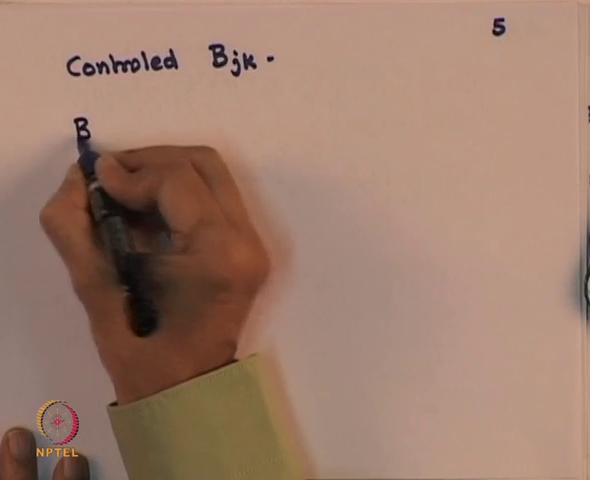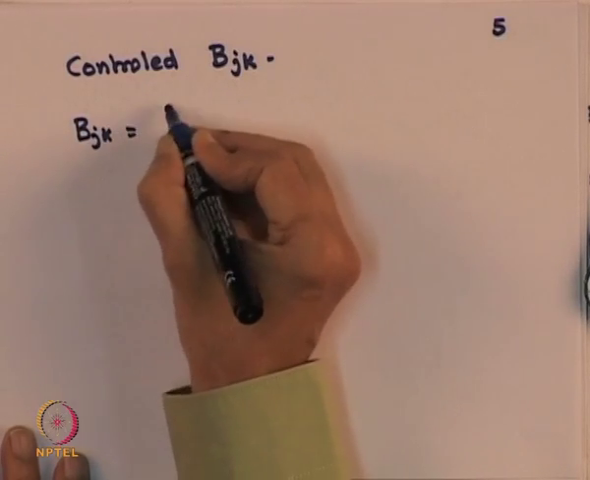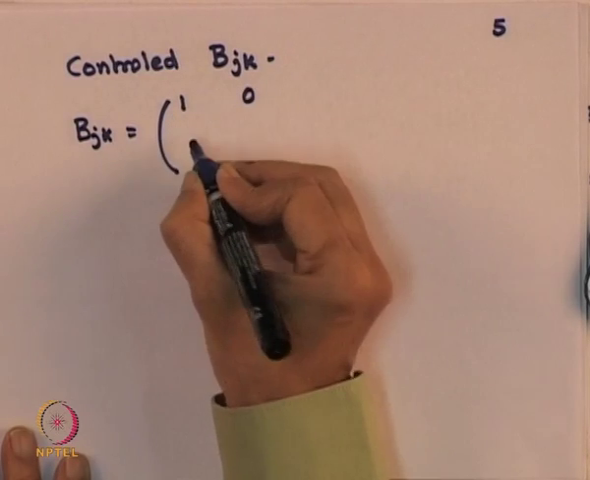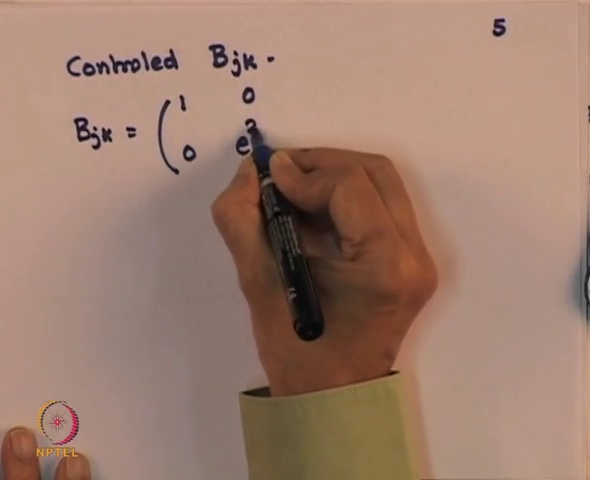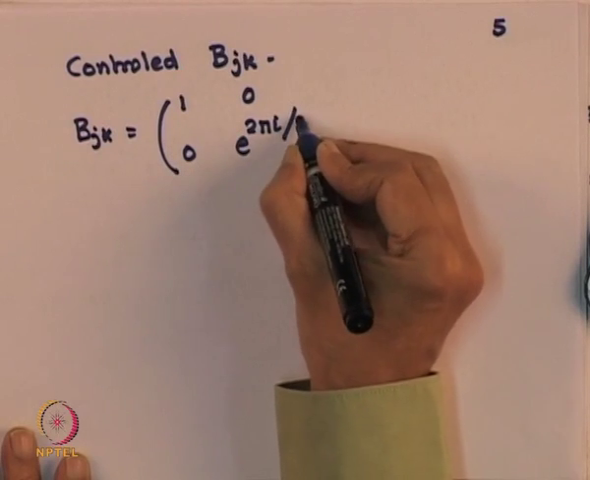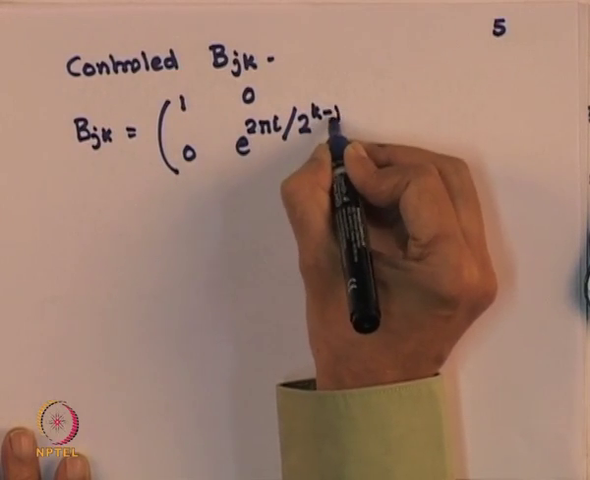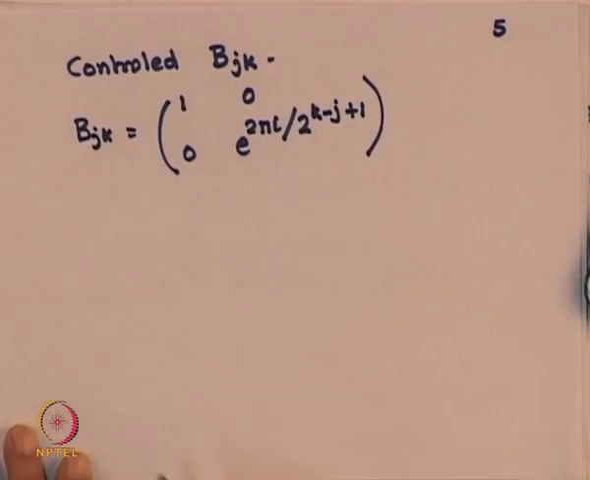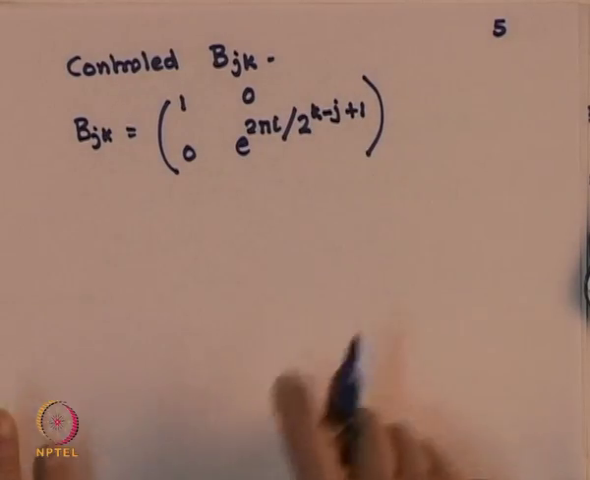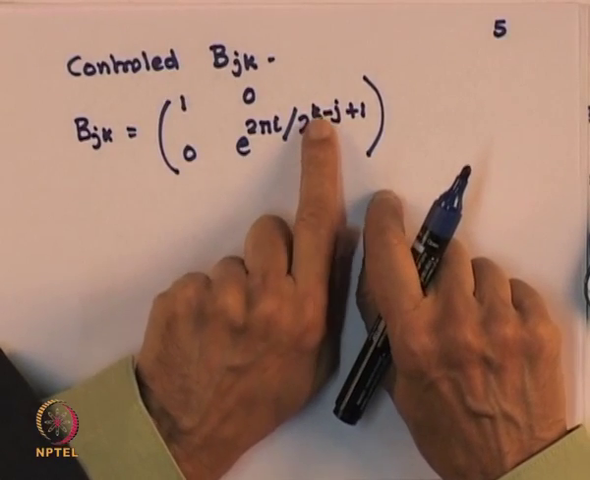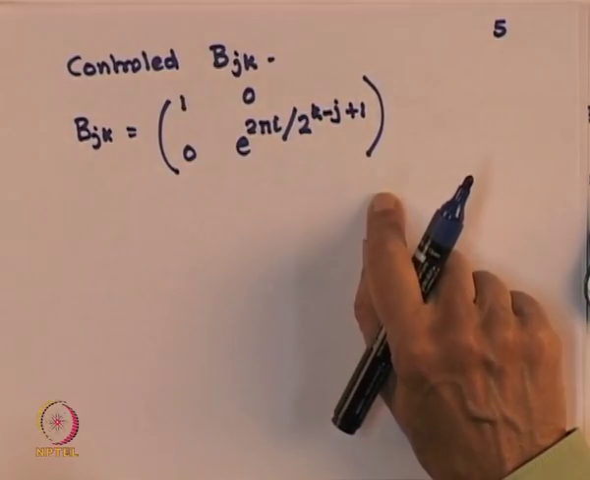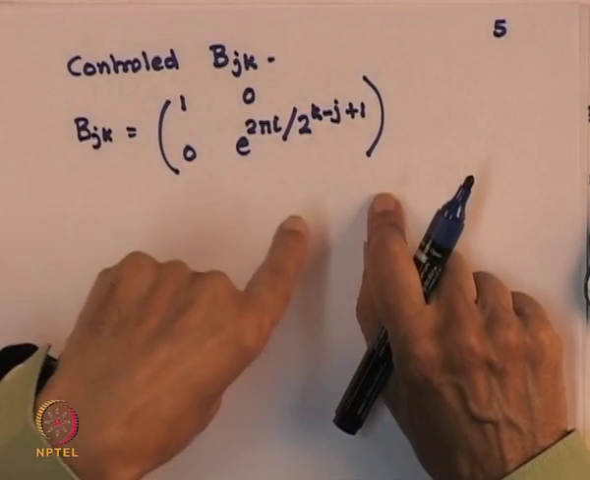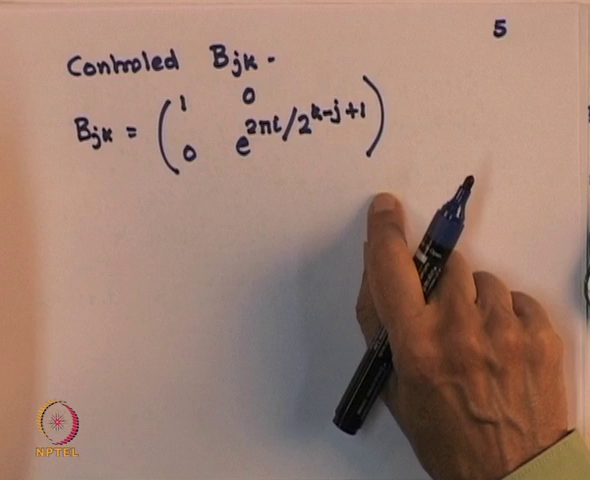I define the matrix BJK by the following: 1 0 0 e to the power 2 pi I divided by 2 to the power k minus j plus 1. The reason why k, j, etc. occurred here, we will see when we extend our logic for n equal to 1 and n equal to 2 to the general case. But this is what a controlled BJK gate does.